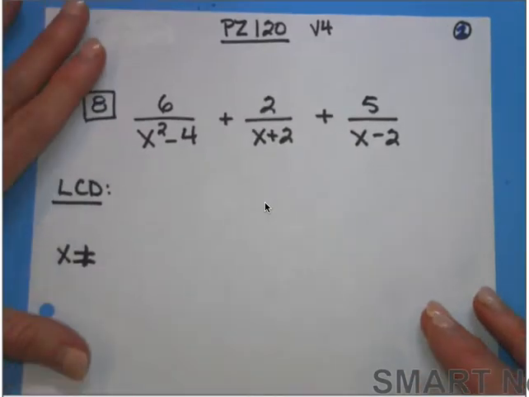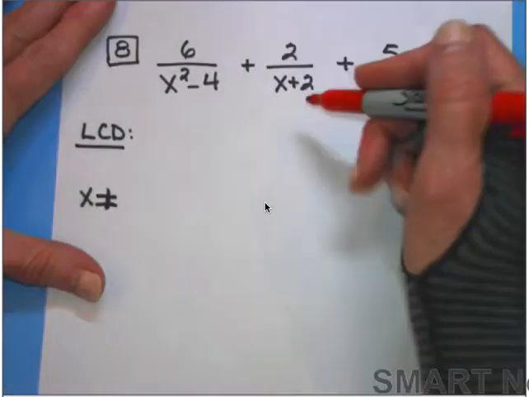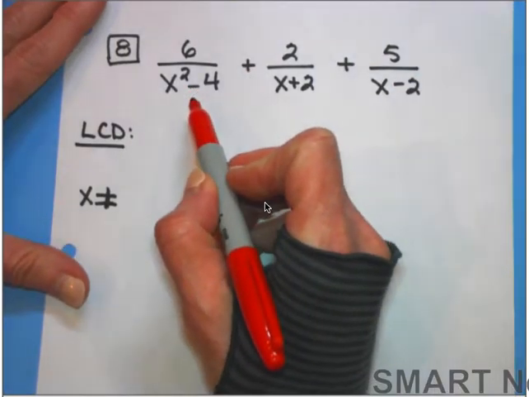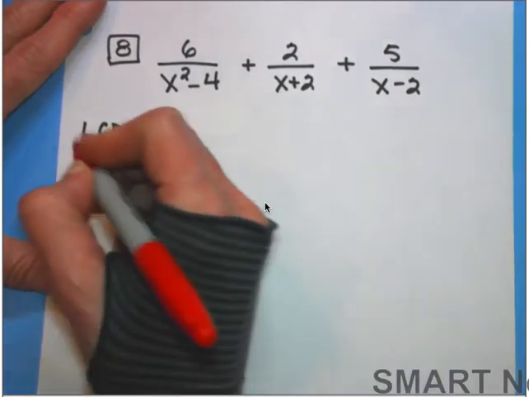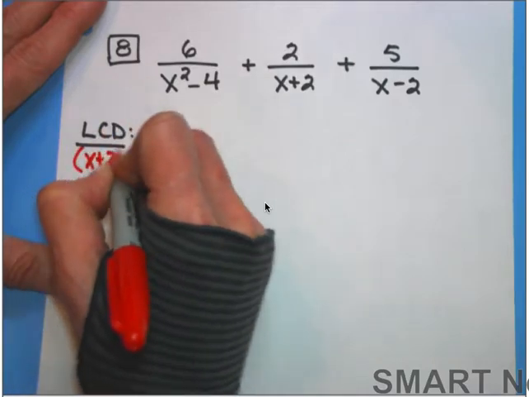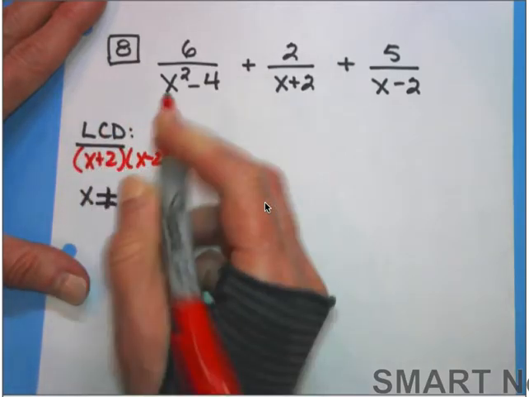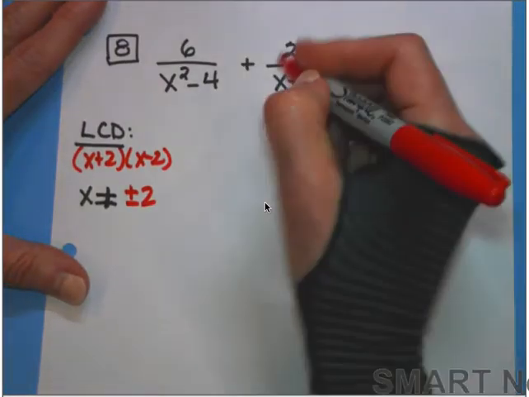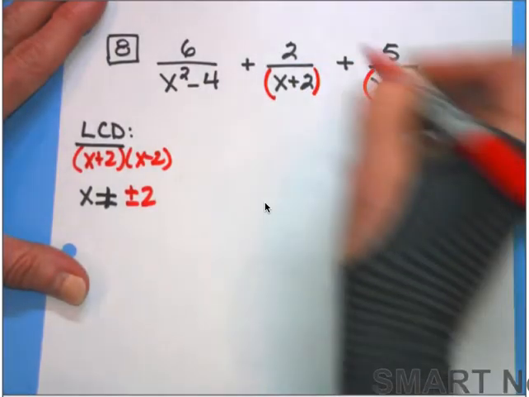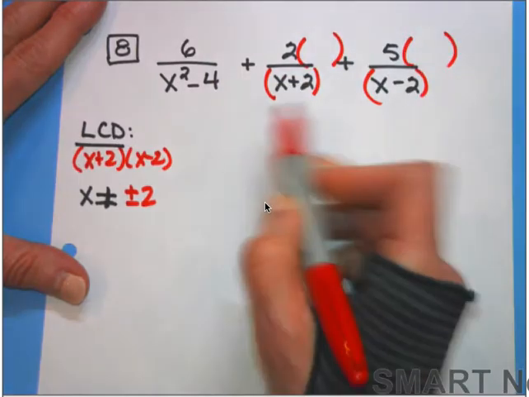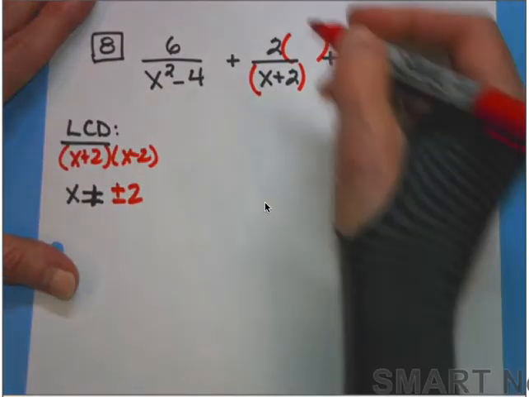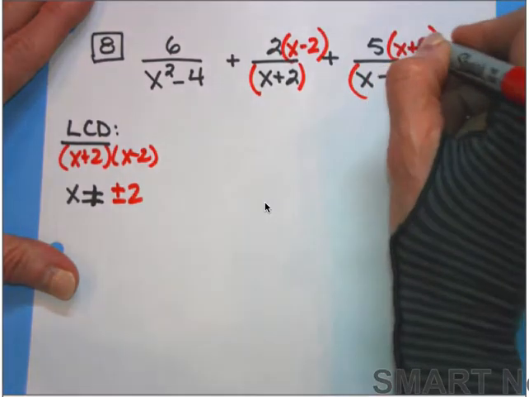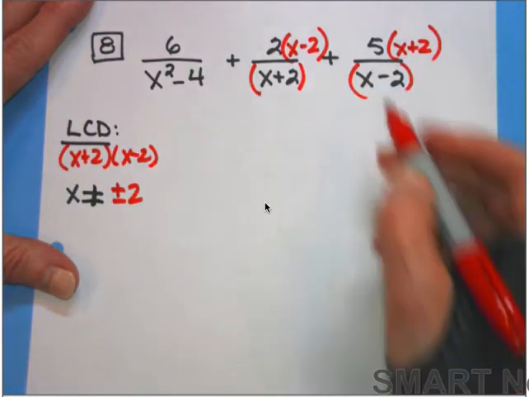Analyzing number 8, I've got 3 distinct rational expressions. The first expression has the common denominator, the difference of squares. So the common denominator is going to be x plus 2, x minus 2, and the excluded values would be positive and negative 2. That means the factors that are missing are going to have to be applied to the other 2 ratios. The ratio in the middle picks up an x minus 2, and the ratio on the end picks up an x plus 2, top to bottom.